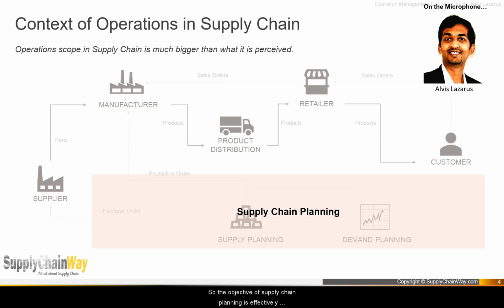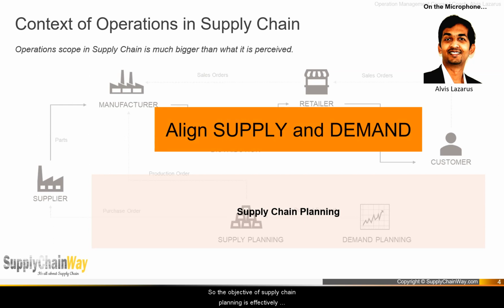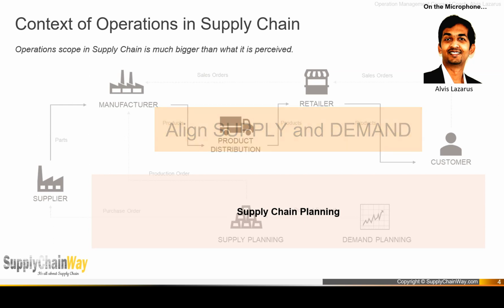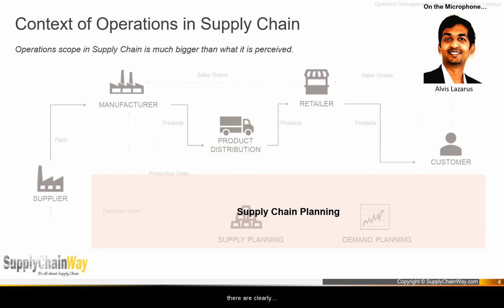The objective of supply chain planning is effectively aligning the supply and the demand. And if you see supply chain planning, there are clearly two distinctive roles within it. One is demand planning, one is supply planning. In many organizations, these roles are combined and called a supply chain planner, but there are a few organizations where the demand planner is separate and the supply planner is separate. In organizations where the scale of operations is really high, the planner role is split into two roles, demand planner and supply planner.